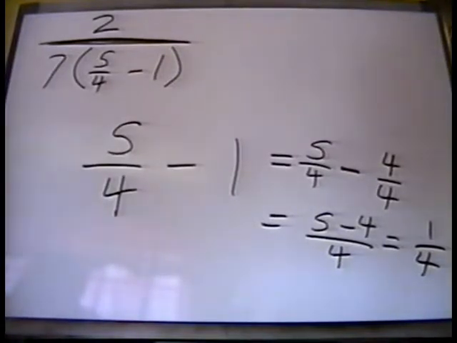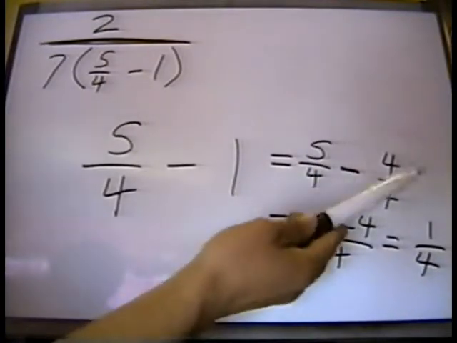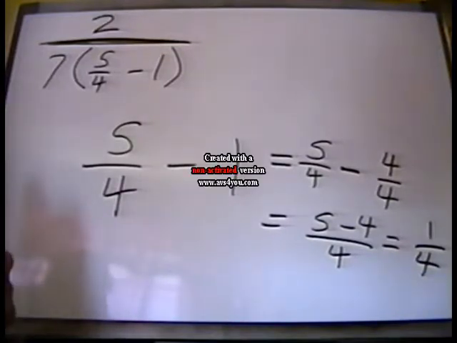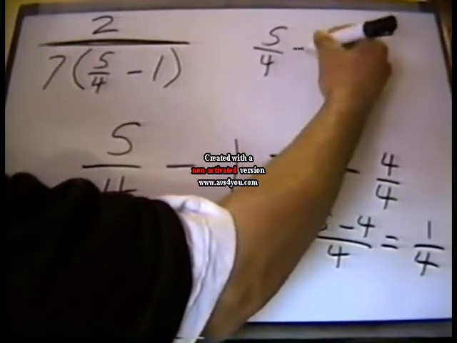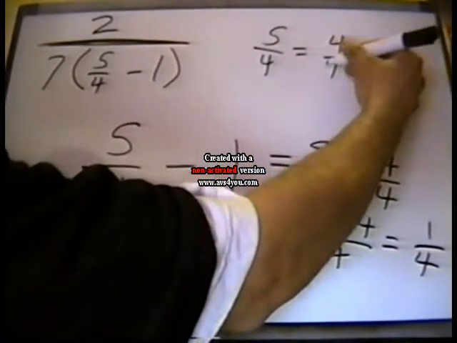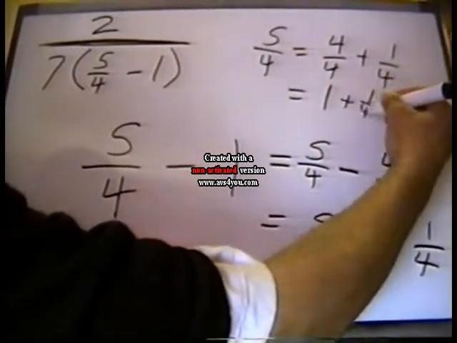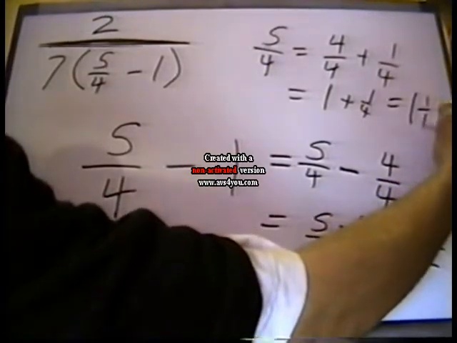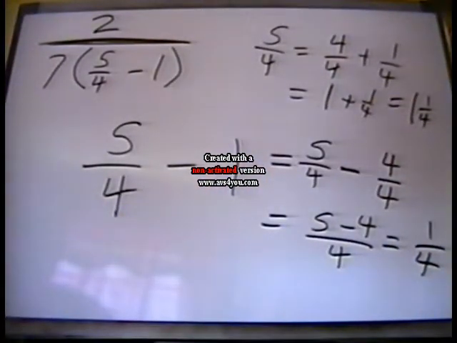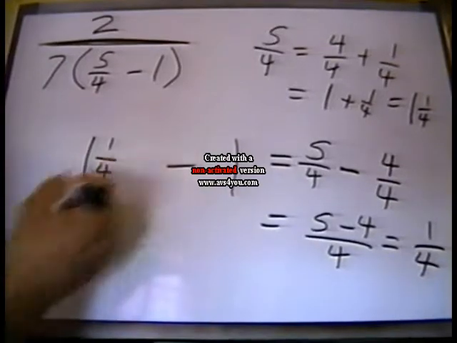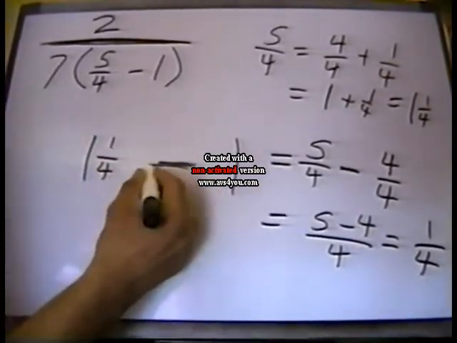Now we just change this number into a fractional term. 1 is equal to 4/4. Now here we could change this 5/4 into a mixed number fraction, because 5/4 is equal to 4/4 plus 1/4, or it's equal to 1 plus 1/4, or 1 and 1/4. Okay, so you get 1 and 1/4 minus 1.